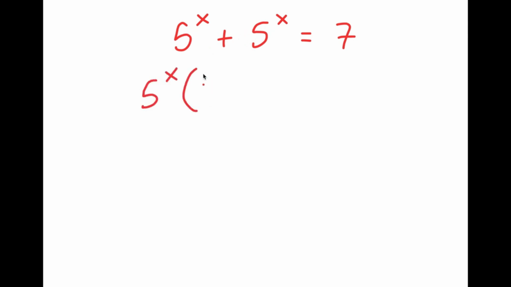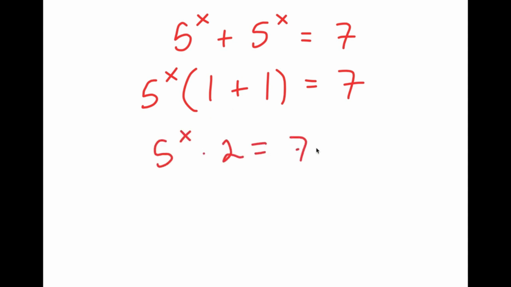Alright, so in this video, I'm going to solve the equation 5 to the power of x plus 5 to the power of x is equal to 7. To solve this, I'm going to first start by factoring out 5 to the power of x. So I get 5 to the power of x times 1 plus 1 is equal to 7. And 1 plus 1 is 2, so I get 5 to the power of x times 2 is equal to 7.